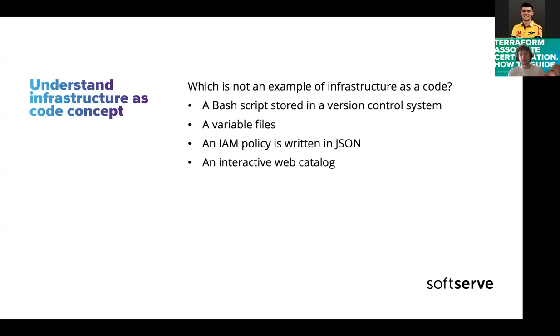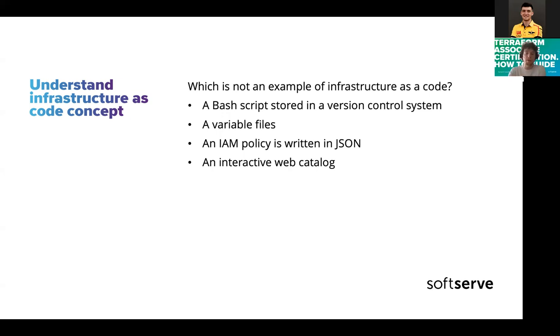I've mentioned before what infrastructure as code is, and let's go to the question: which is not an example of infrastructure as code? We have a bash script stored in a version control system. A bash script can be connected with the infrastructure or not, but it's still code, so it's something related to infrastructure as code.